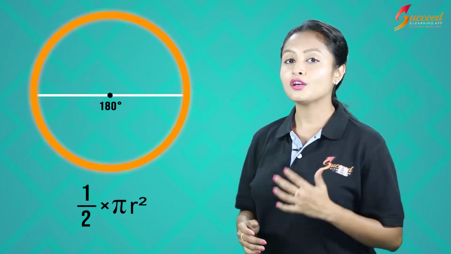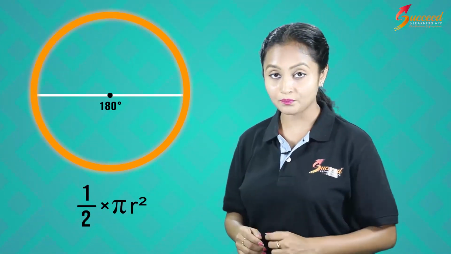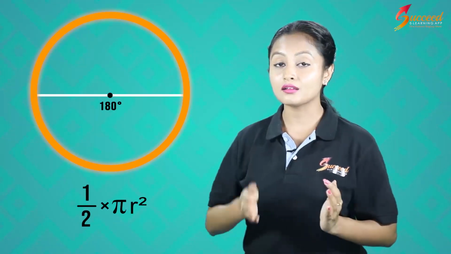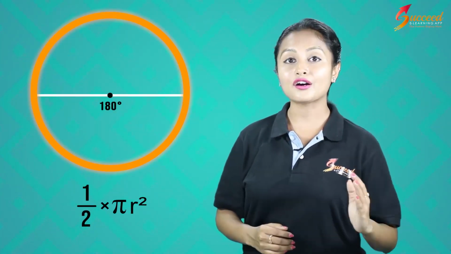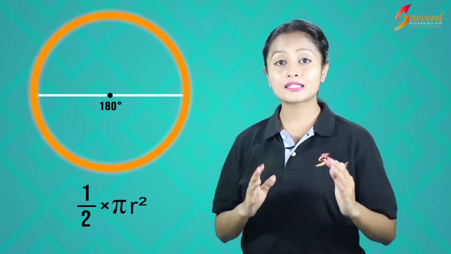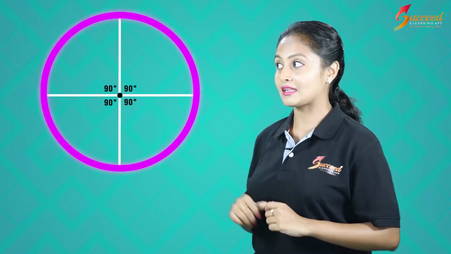Why is that? We know that area of circle is given by pi r square. Now, we are cutting the circle into two equal halves. So, we can write it as half into pi r square. Similarly, if you take a circle and cut it into 4 equal parts, each part will have its angle as 90 degree, that is right angle.